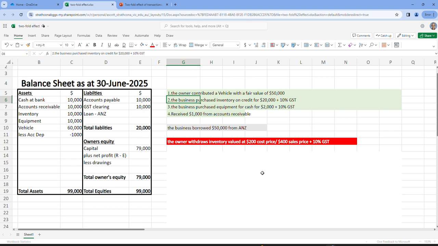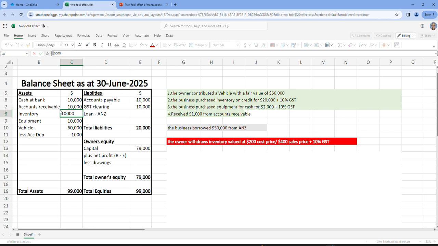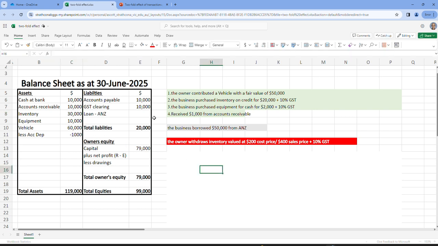Second one, the business has purchased some inventory on credit for $20,000, plus there's a GST effect. So we know that we've got more inventory. So we're going to go 10,000 plus 20,000 gives us 30.